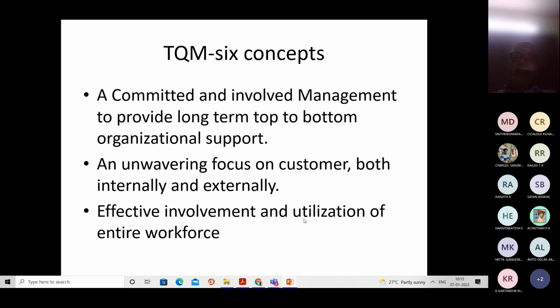Now what are the 6 concepts? In total quality management, there are 6 concepts. It's available in the Besterfield book, on one page, you can go through them. The first concept is a committed and involved management to provide long-term, top-to-bottom organizational support.